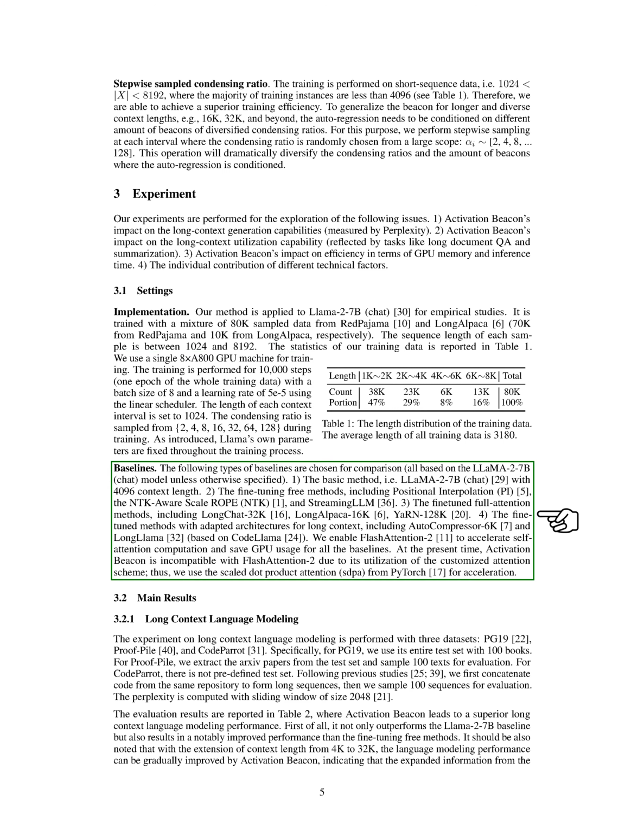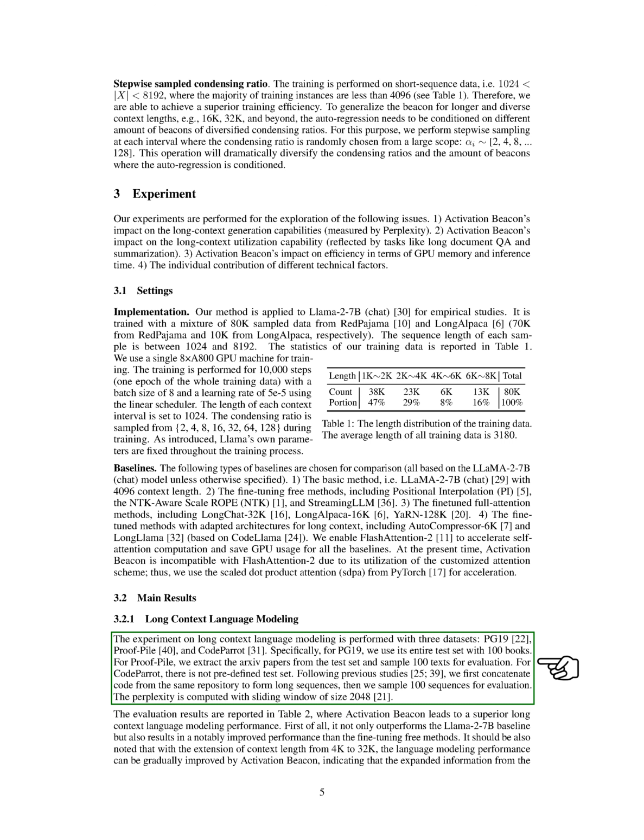We compared our method with several baselines, all based on the Llama 2-7B chat model. These included the basic method, fine-tuning free methods, fine-tuned full attention methods, and fine-tuned methods with adapted architectures for long context. We used FlashAttention-2 to speed up self-attention computation and save GPU usage for all the baselines. However, due to its use of a customized attention scheme, Activation Beacon is currently incompatible with FlashAttention-2, so we used the scaled dot product attention from PyTorch for acceleration.